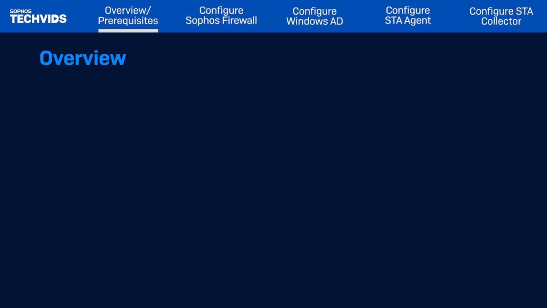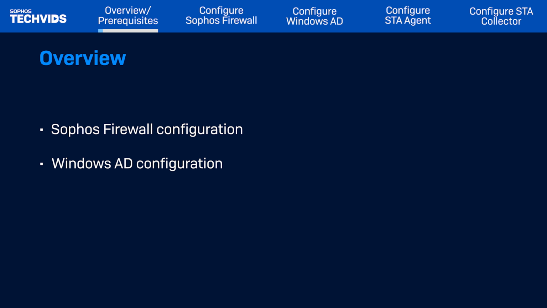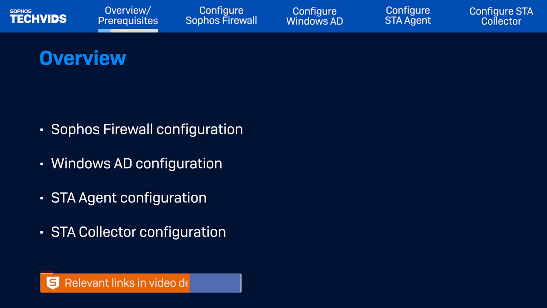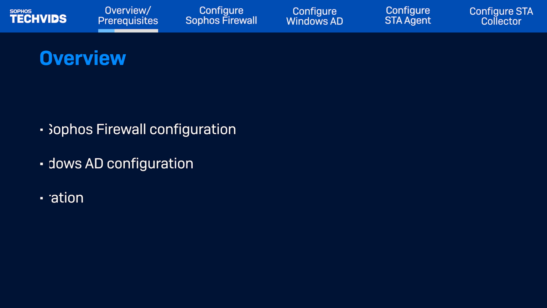Part 2 will cover the installation and configuration of STAS in Sophos Firewall, as well as in Windows Active Directory and AD Group Policy. It will also cover the setup of STAS in the STA agent and STA collector. For more information on STAS, check out our recommended read linked in the video description.